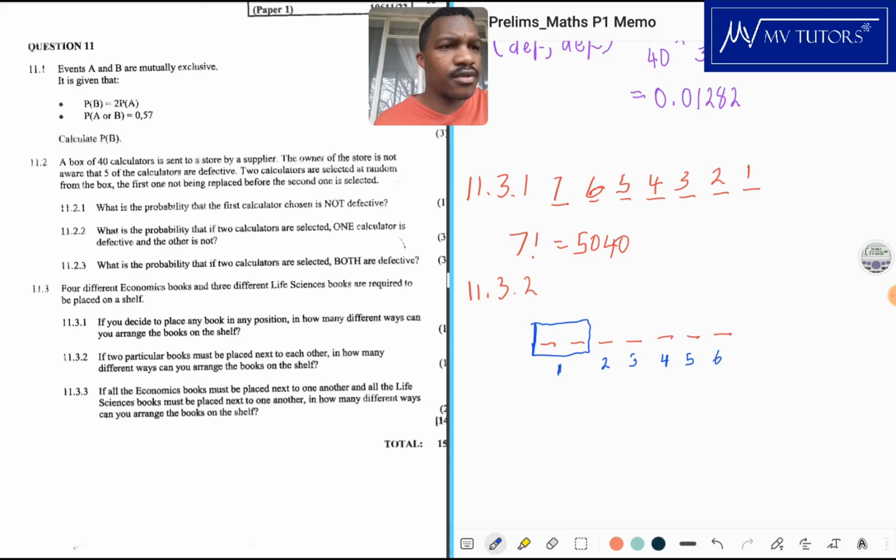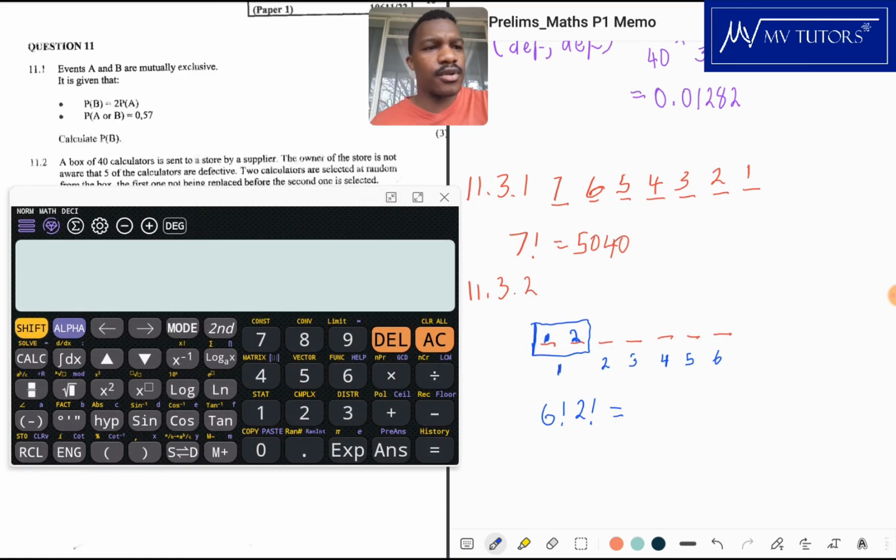That's the first position, then the second position, the third, the 4th, 5th, and 6th. So I've got 6 positions in total, so I'll go 6 factorial. But within this first position, I've got 2, 1 and 2. So I'll go 2 factorial times 2 factorial. That's how it's done. So I will go 6 factorial, shift, that sign, I get 720, times 2 factorial, 2 factorial, and my total is 1440.